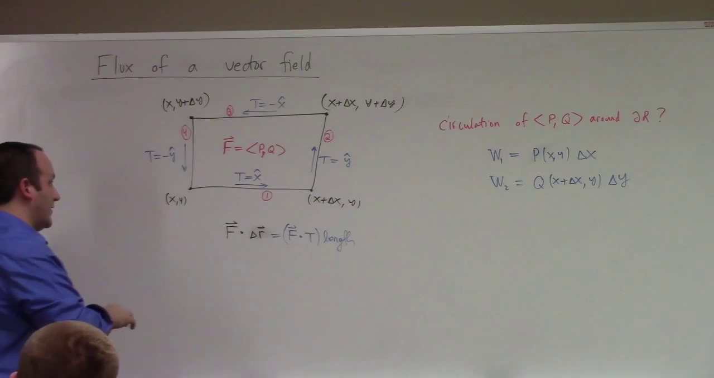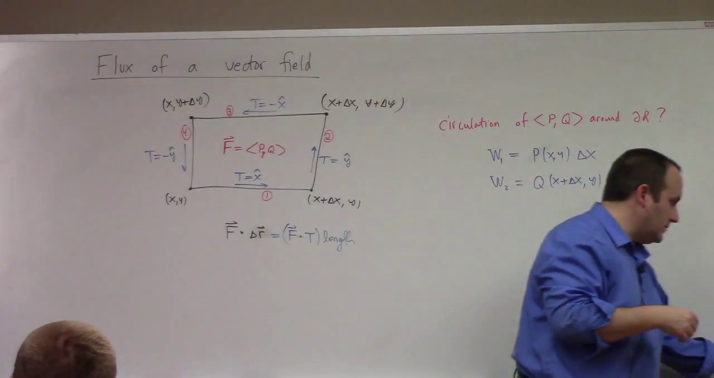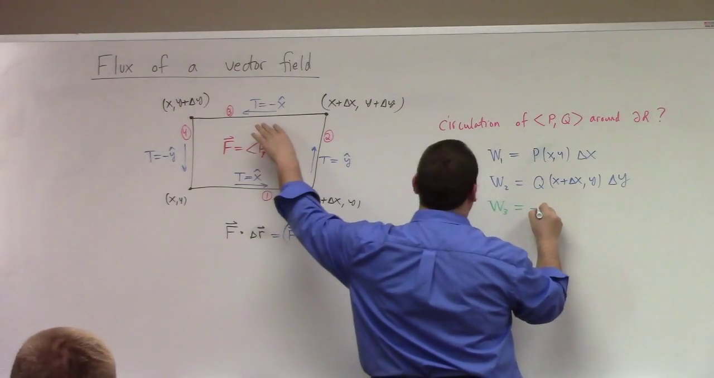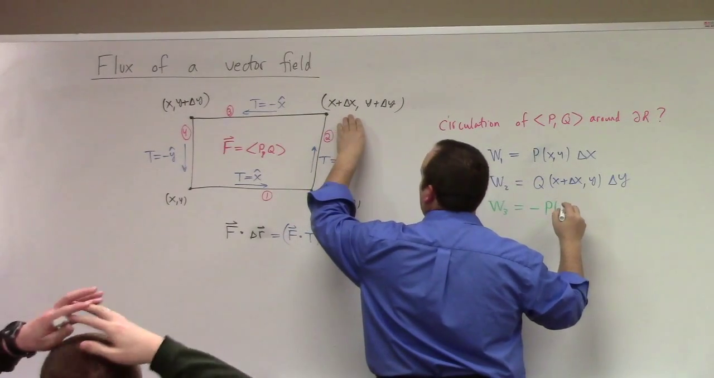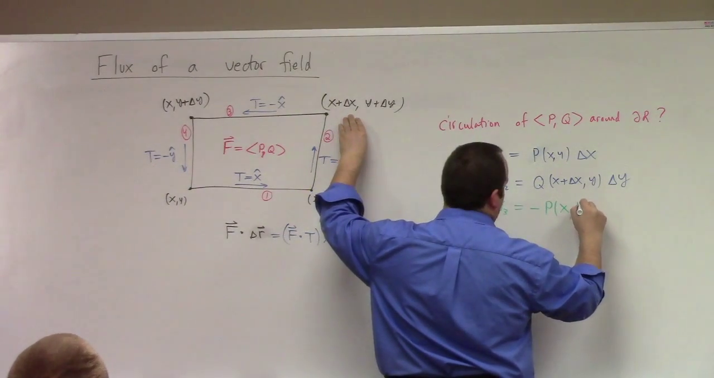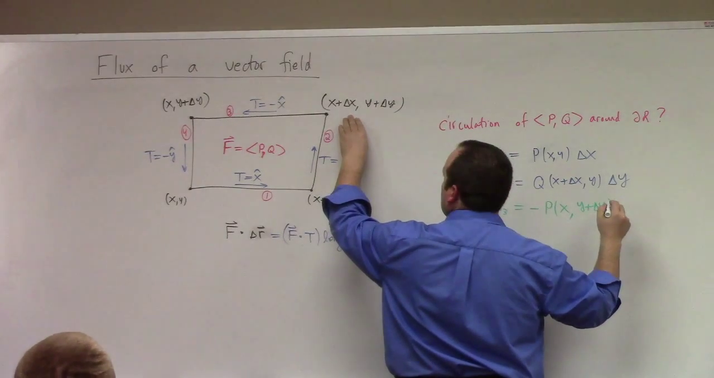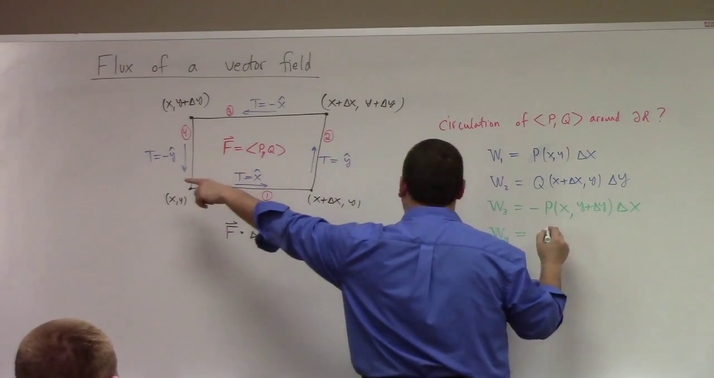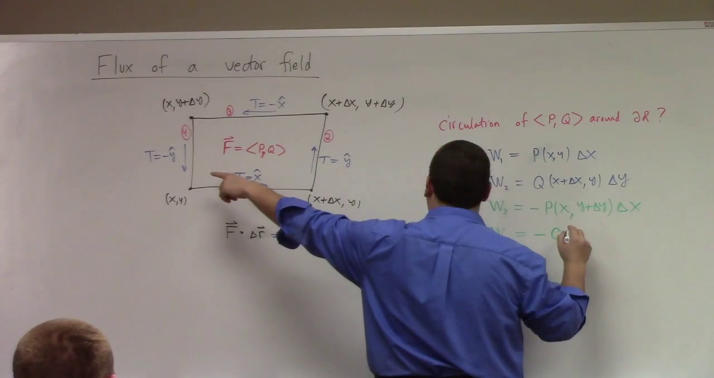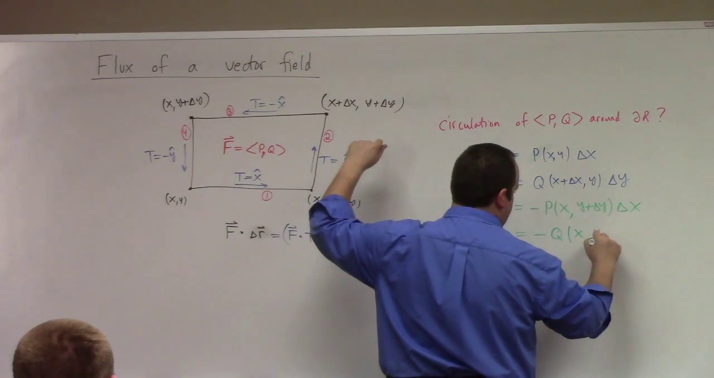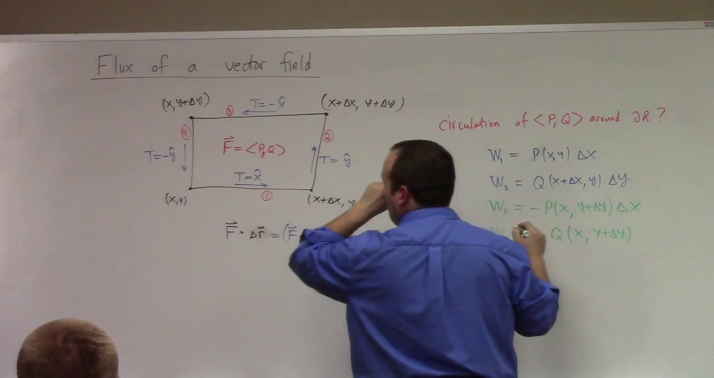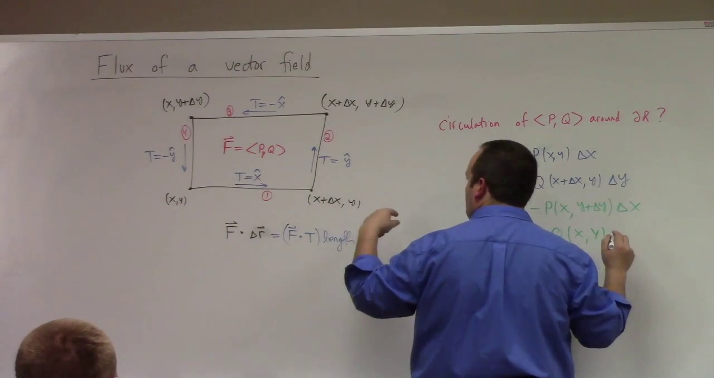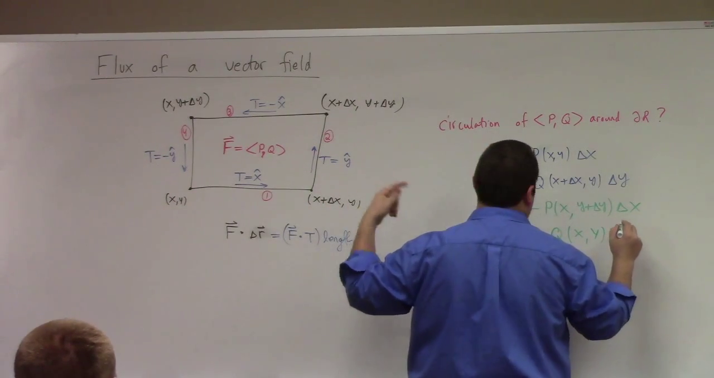How about the work on the third part? Looks like minus P of x comma y plus delta y times delta x. And the work for part 4 is what? Minus Q of x comma y plus delta y. Or xy is easier to use. I'll use xy. Minus Q of x comma y times delta y, right?